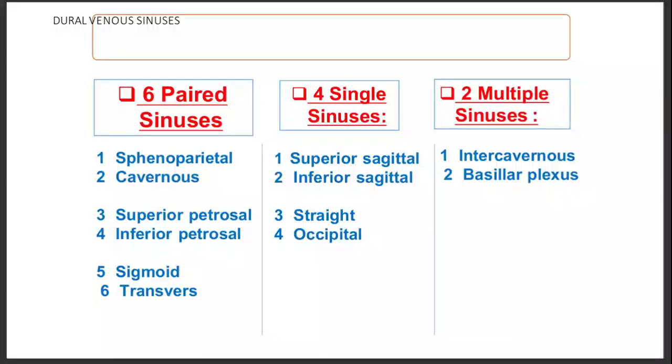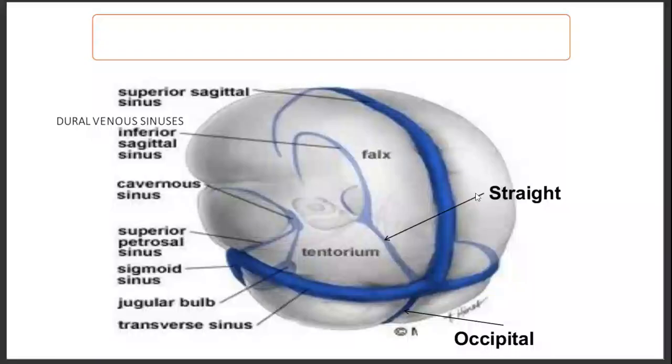And when you look at these, you have got those that are paired. You have got paired dural venous sinuses and the unpaired ones. You have got 6 paired, 4 single, and 2 multiple, like there are a lot. The 6 paired ones, you have got the sphenoparietal, the cavernous sinus, the superior petrosal, inferior petrosal, the sigmoid, and the transverse. The single ones: superior sagittal is single, inferior sagittal is single, the straight sinus is single, and the occipital is single. And those which are multiple are the intercavernous sinus and the basilar plexus.